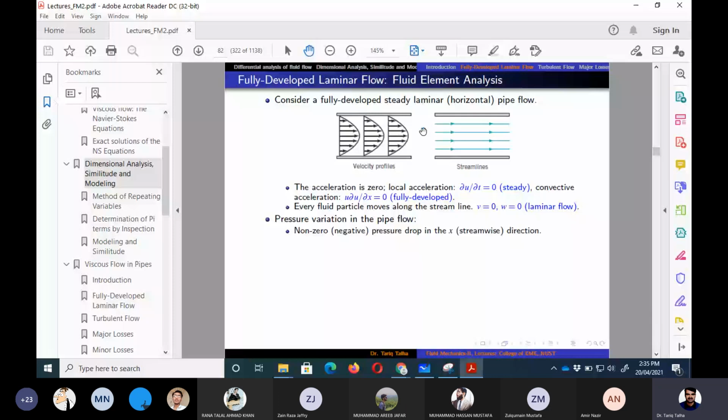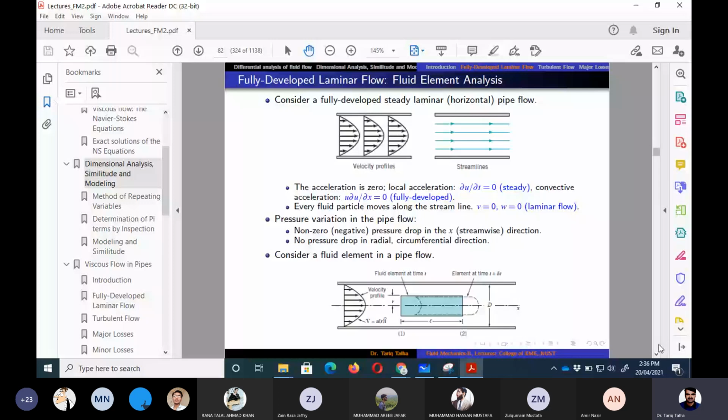If we have high pressure on the left-hand side and low pressure on the right-hand side, only then would the flow occur in the positive x direction. And there is no pressure drop in the radial and circumferential direction, so that's why v and w are zero. So we consider a fluid element in a pipe at time t.